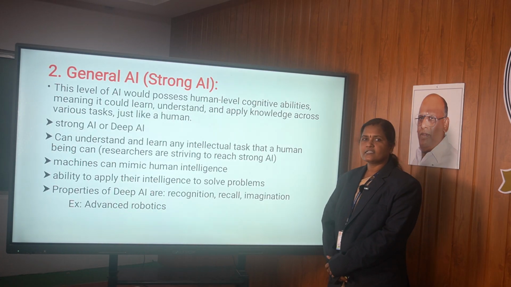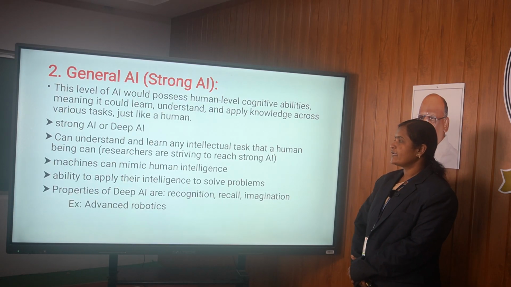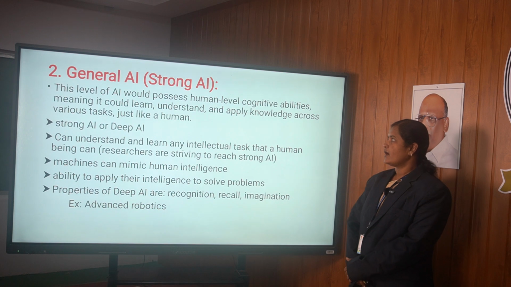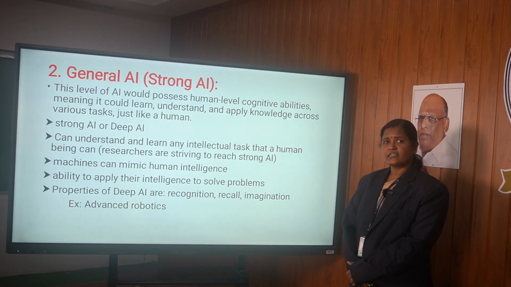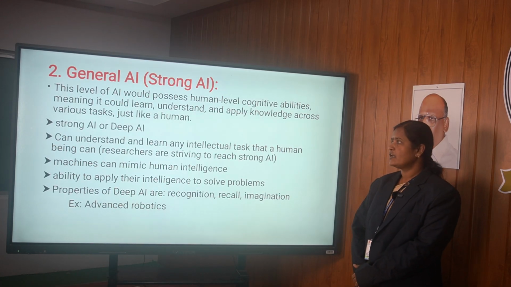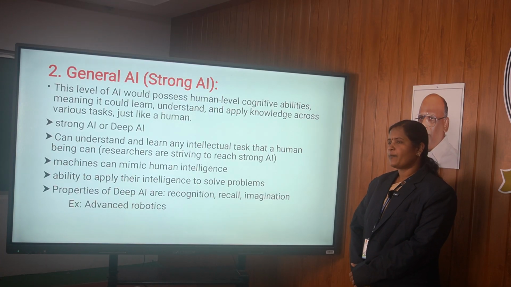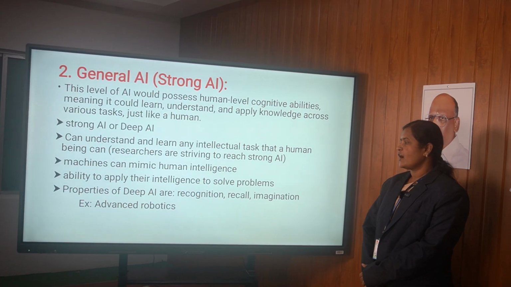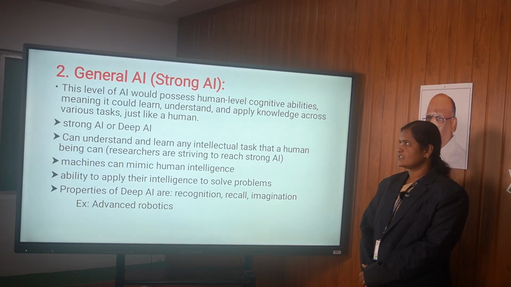Artificial general intelligence will mimic the human ability: it is able to learn, understand things and apply the knowledge to various tasks. Artificial general intelligence is also called strong AI or deep AI, and it is able to apply its knowledge to solve problems. For example, advanced robotics comes under artificial general intelligence.